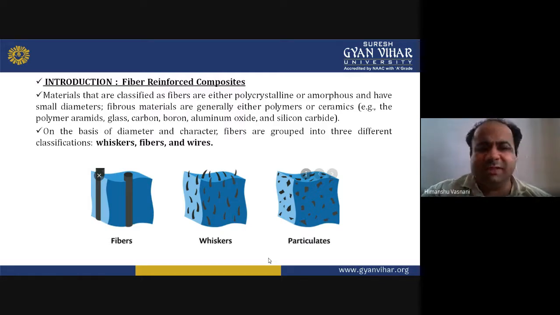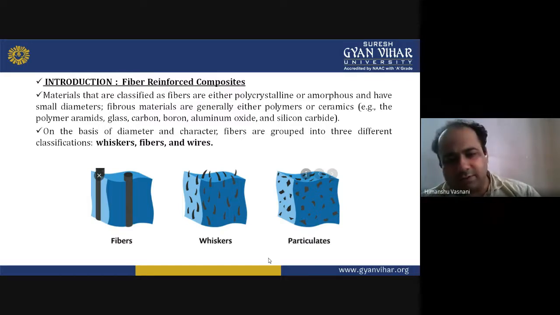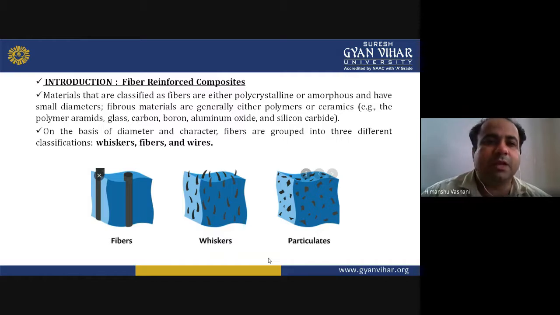Now, on the basis of diameter and character, the fibers are grouped into three different classifications: whiskers, fibers, and wires. If you take factors like diameter and character, you can classify these fibers into these different classifications. You can see the diagram here.